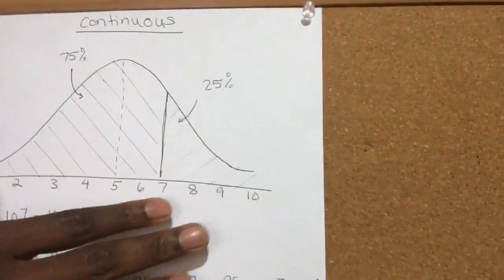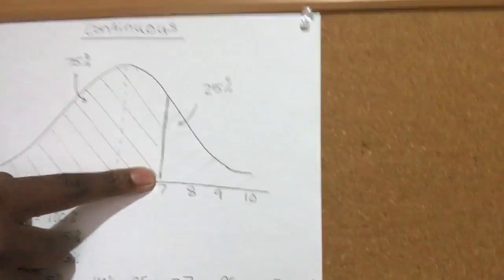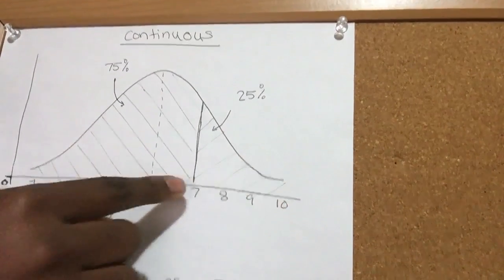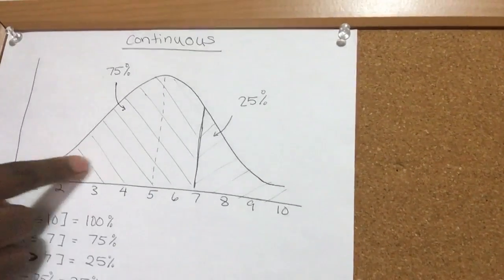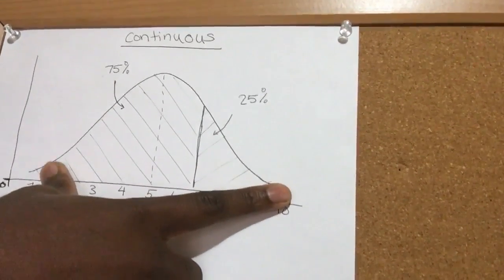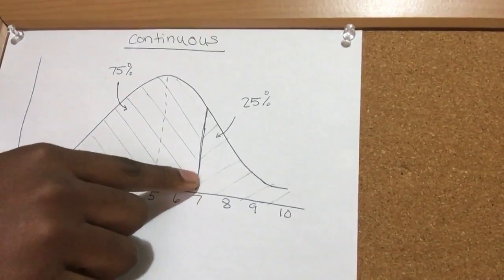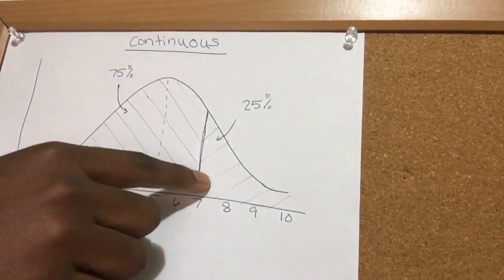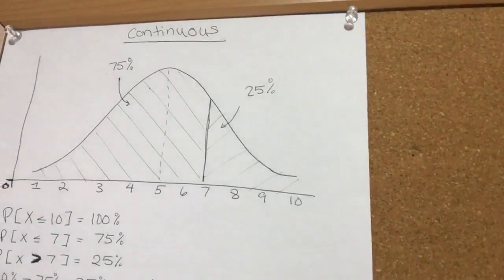And looking at the graph, that makes sense. This entire thing is 100%. If we take 100% and we take out this part, we're going to be left with 25%. So 100% minus the probability that x is less than or equal to 7 is going to be equal to the probability that x is greater than 7. I hope that makes sense in a continuous case. And a lot of the confusion came in the discrete case when setting up for the binomial in our calculators.